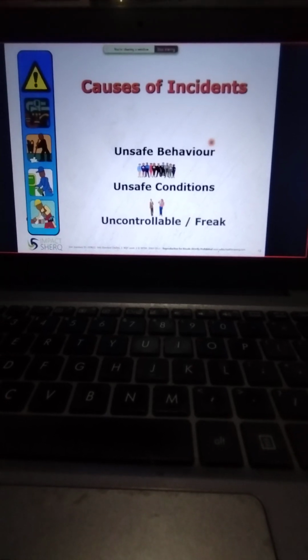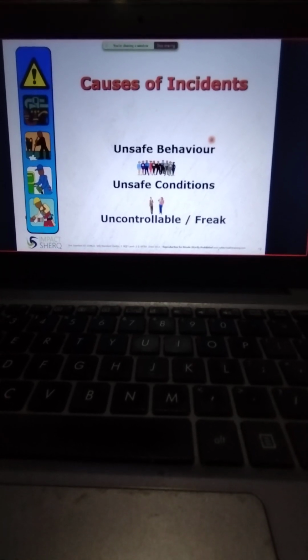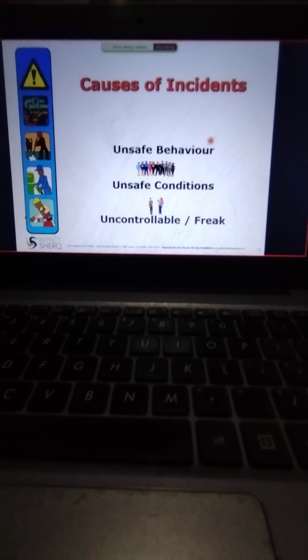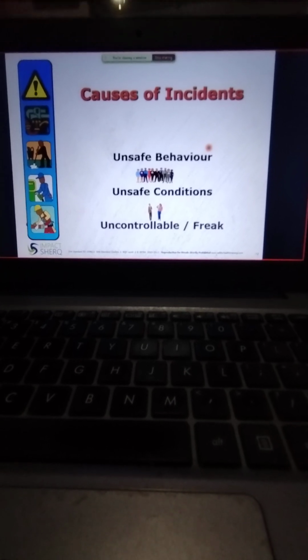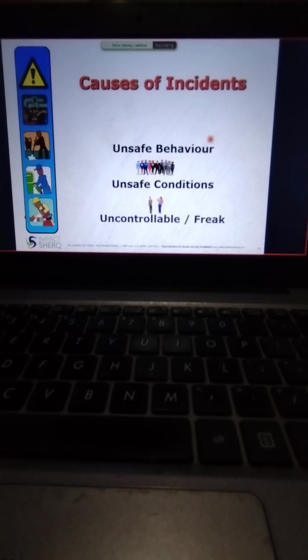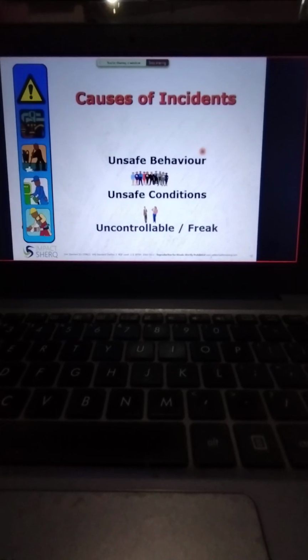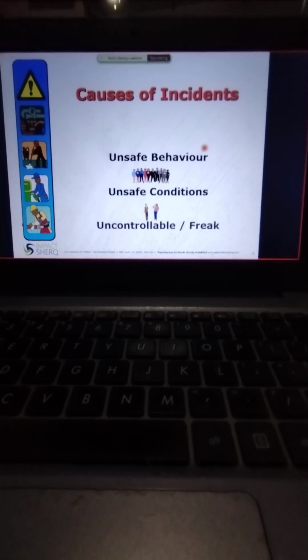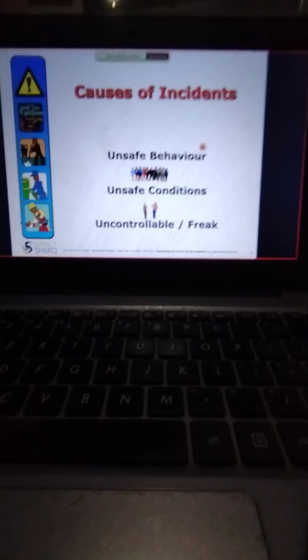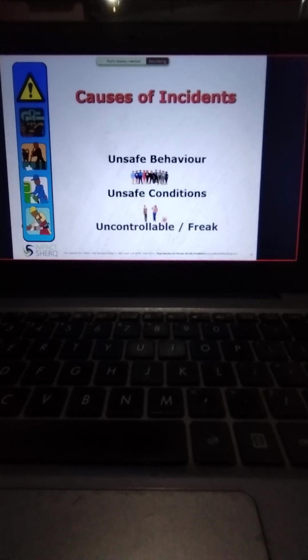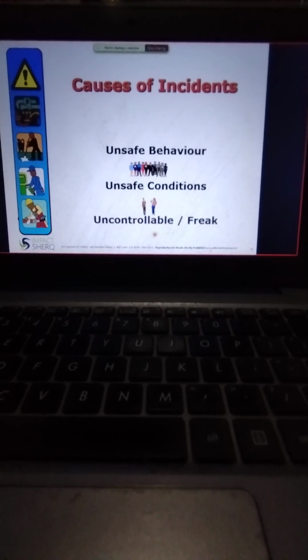Any other unsafe behavior which can cause injuries and illnesses and even death? Anyone else? Yes, not observing the demarcations around the building. So in the building, there are demarcations which tell you to walk here, and even signage which tells you to wear PPE, do this, do that. Those are unsafe behaviors. Then there are what we call unsafe conditions. They are also contributing.